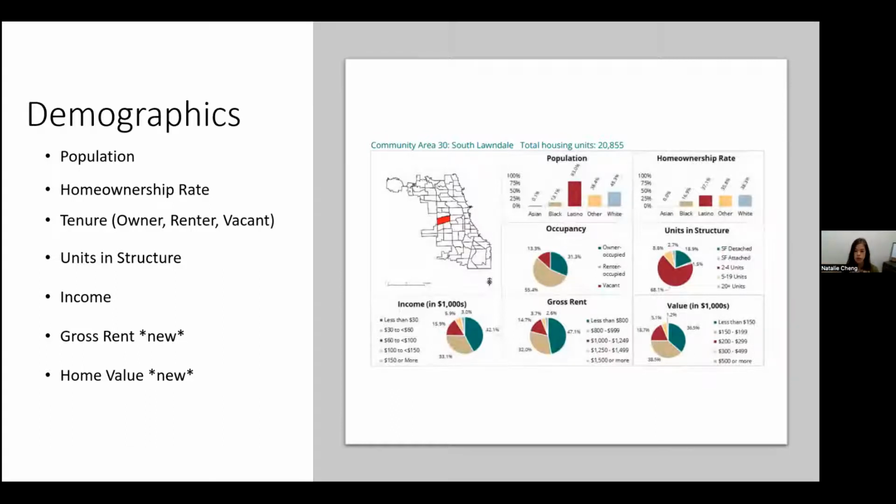But I will note a few things. So in our first section, demographics, population and homeownership, you'll see they're broken down by race and ethnicity. And this year we added gross rent and value, which are in the bottom right, those 2 pie charts.